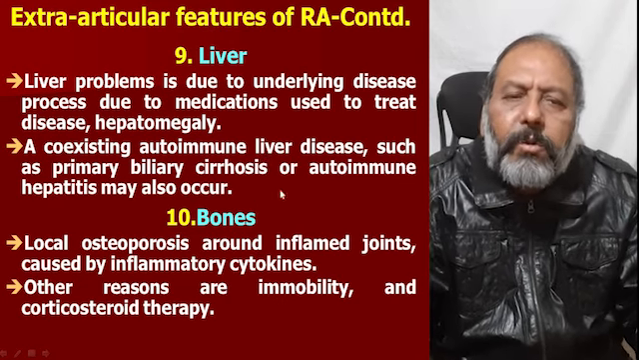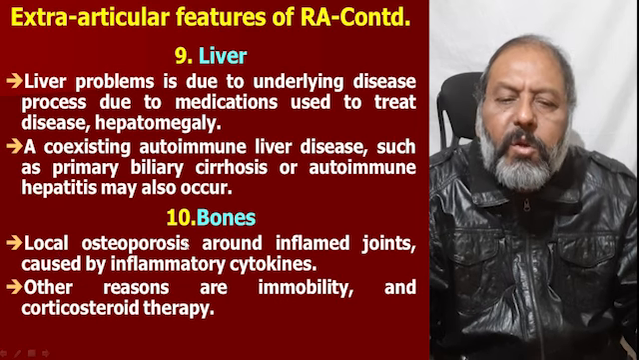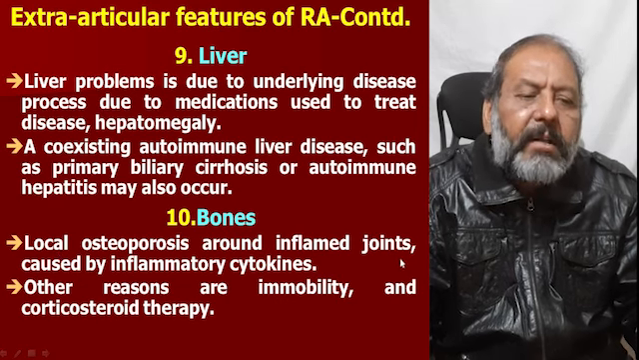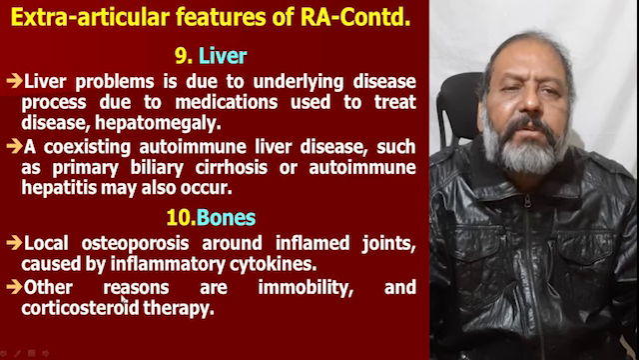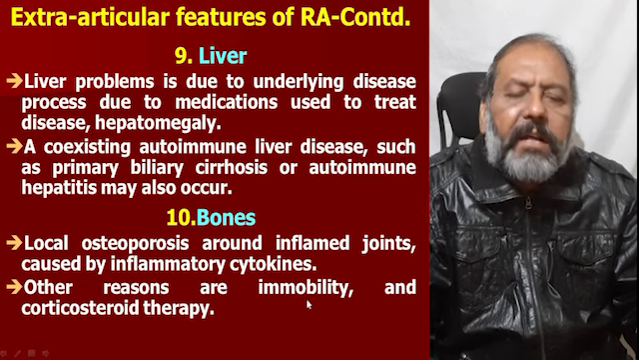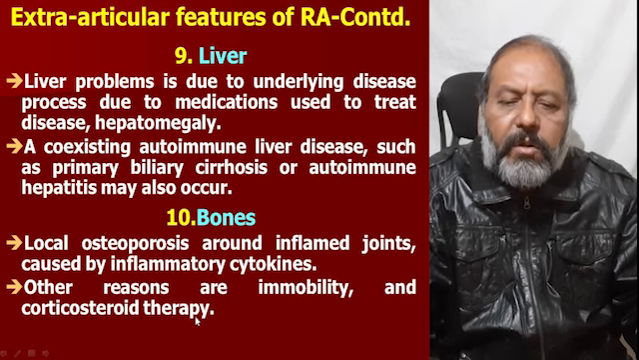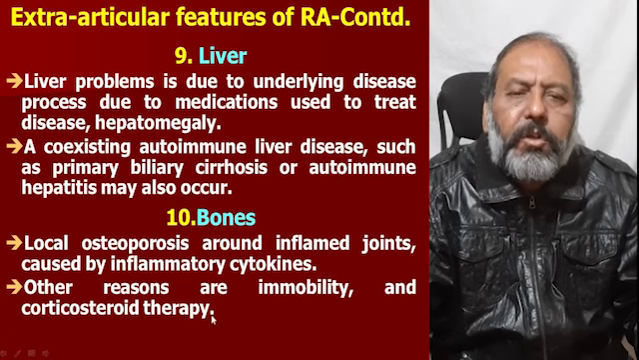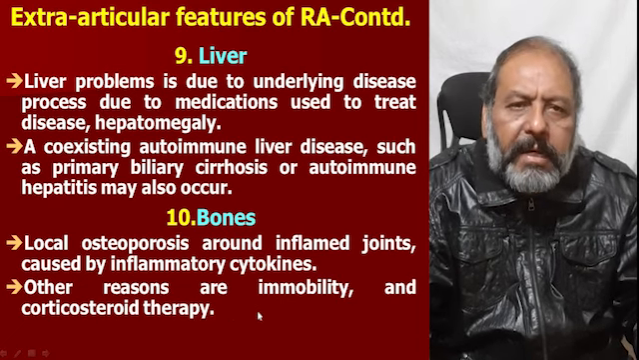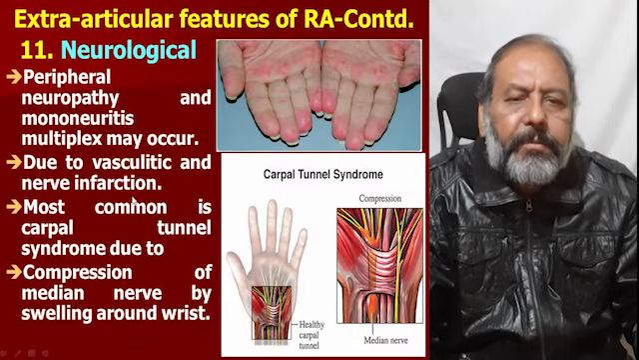In case of the bone, I have already shown you local osteoporosis around the inflamed joint caused by the inflammatory cytokines. Other reasons are immobility and corticosteroid therapy, which also promote osteoporosis in rheumatoid arthritis.